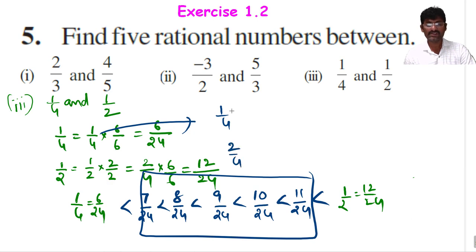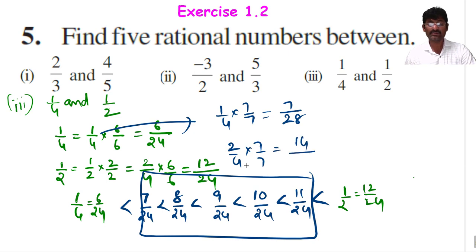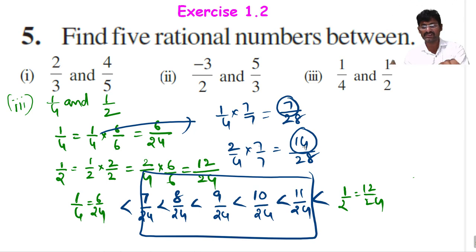If you multiply with 7, so 7 by 7 here and 7 by 7 here. 1 times 7 is 7 divided by 4 times 7 is 28, and 2 times 7 is 14 divided by 4 times 7 is 28. So between 7 and 14, how many numbers do we have? 8, 9, 10, 11, 12, 13. So we have 6 numbers.